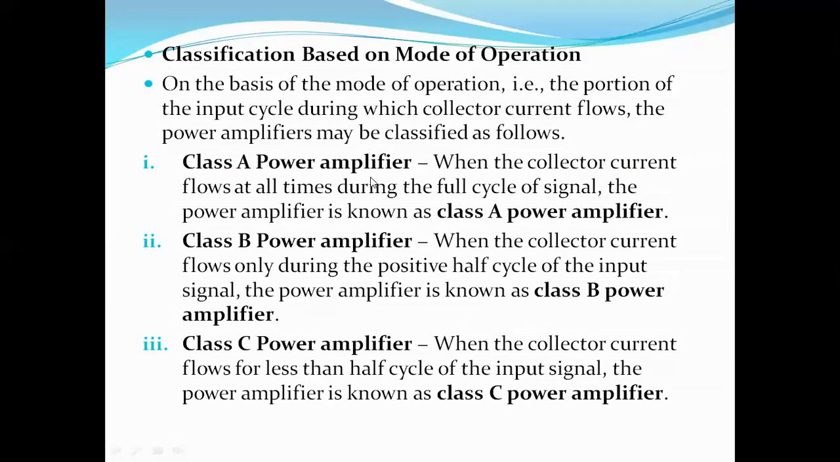And next one, class C power amplifier. In the class C power amplifier, when the collector current flows for less than half cycle of the input signal, the power amplifier is known as a class C power amplifier. That is, the collector, output current flows for less than 180 degrees of the input signal. So those power amplifiers are called class C power amplifiers.